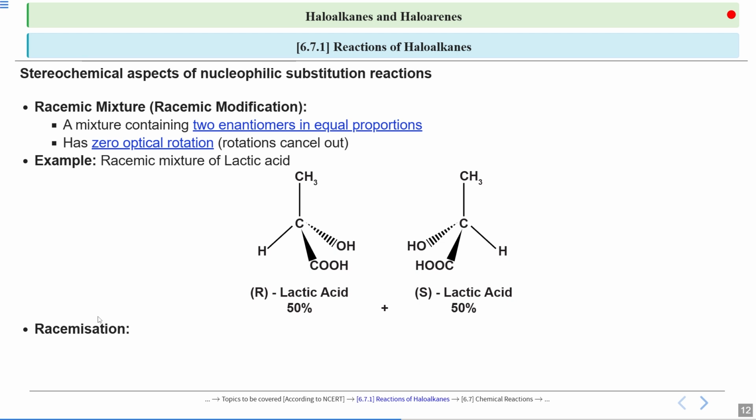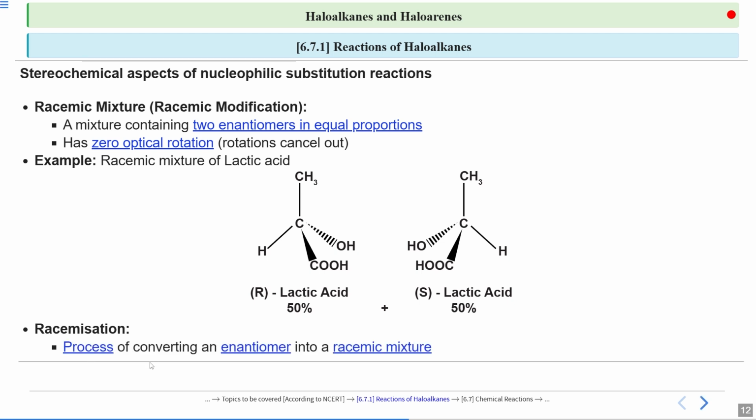Racemization. Now, the process of converting an enantiomer into the racemic mixture, conversion of enantiomer into the racemic mixture, is known as racemization.